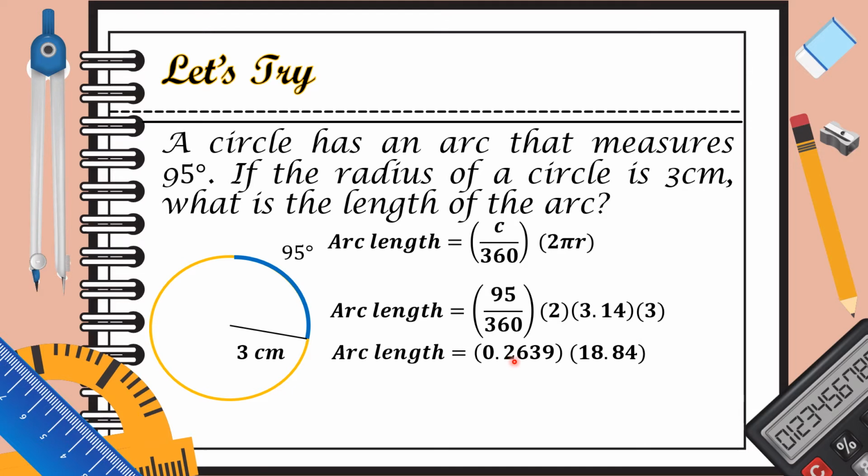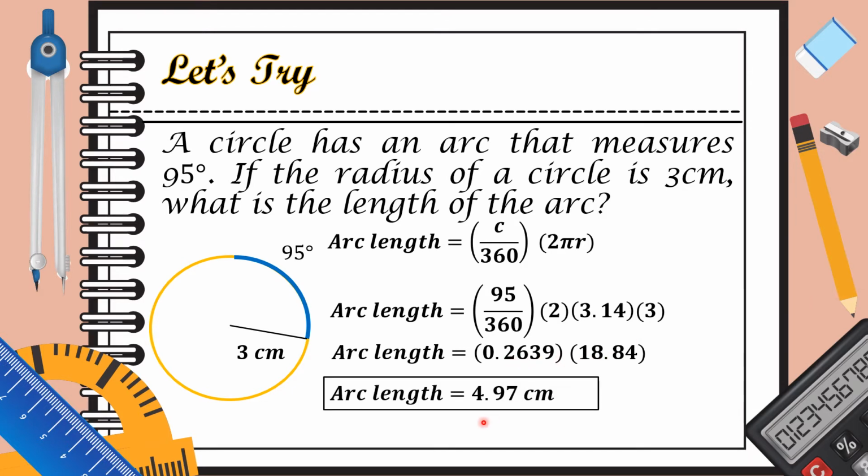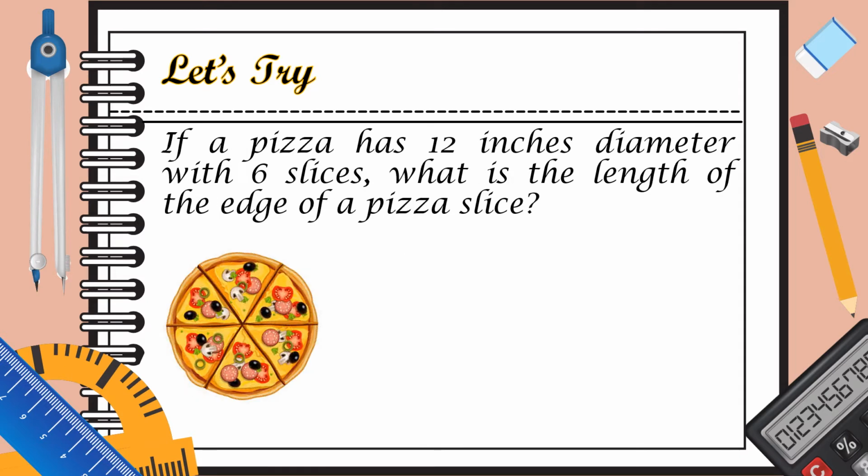Okay? Then, multiply naman natin itong dalawa. Ang lalabas dyan is 4.97 cm. Cm siya kasi centimeter yung ating measurement. So, ang arc length or yung haba mula dito sa point na to hanggang dito sa point na to is 4.97 centimeter. Okay, paano kapag ganito yung problem?